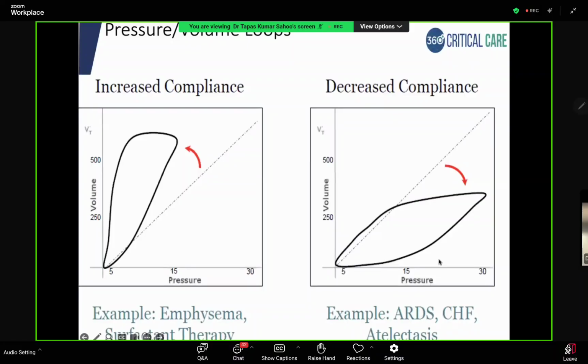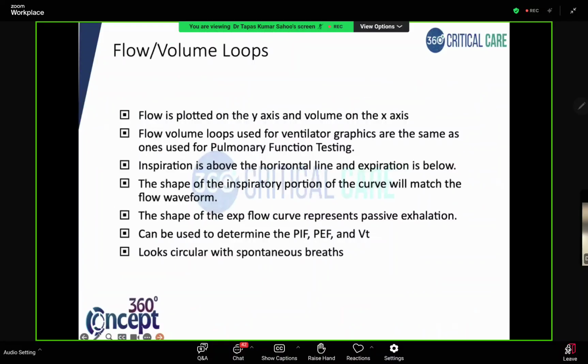Now, if you are doing some maneuver and you are treating the patient with low tidal volume ventilation with adequate PEEP, maybe the next day, at 24 hours or 48 hours, you can see this loop which was tilting towards the right side going again towards the middle, in the center. So that means your treatment protocol is working.